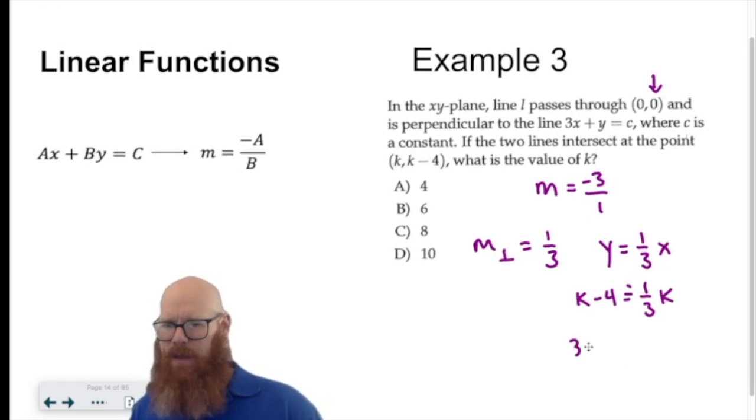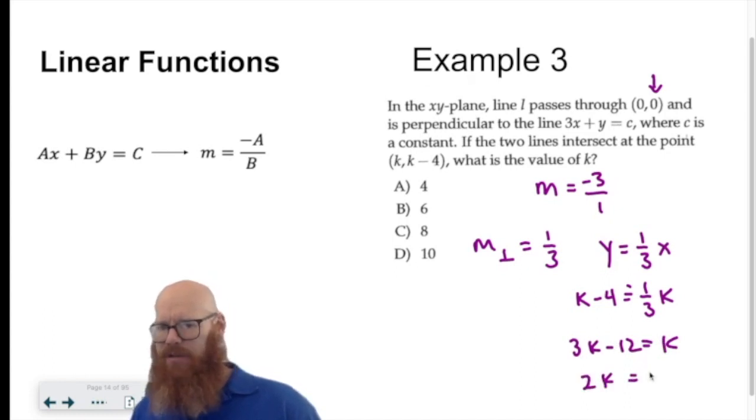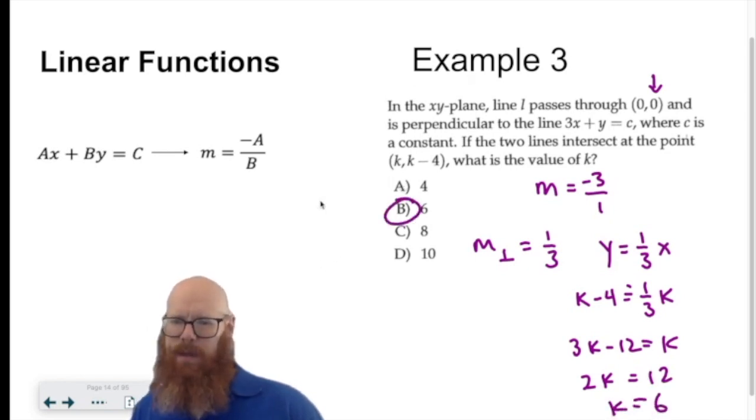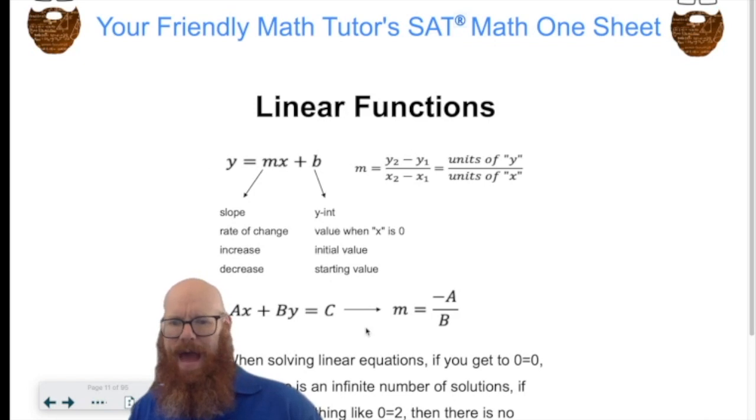I'll multiply everything by 3. So 3k minus 12 equals k. And then I'm going to subtract k over here to get 2k. I'm going to add 12 over here to get 12. So k equals 6, which is answer choice B. Okay, let's keep it going and take a look at the last type of problem.